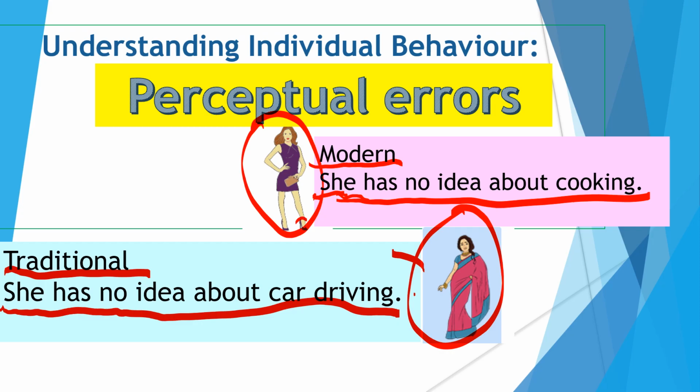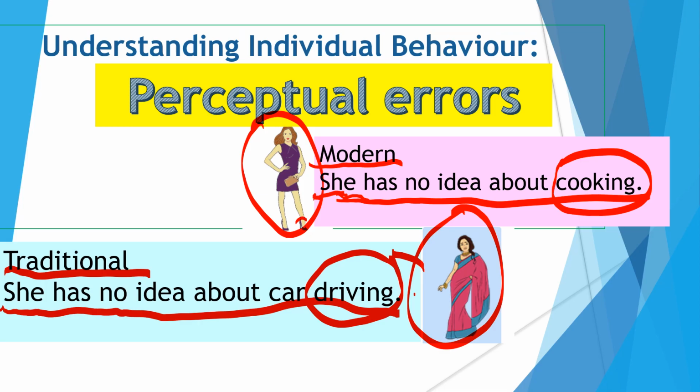We are just perceiving that she is modern, so she has no idea about cooking, and she is traditional, so she has no idea about driving. So this is how we perceive things quickly in day-to-day life. So these are called perceptual errors.